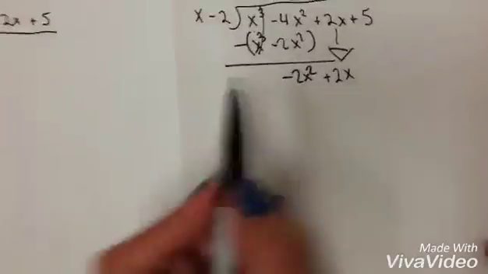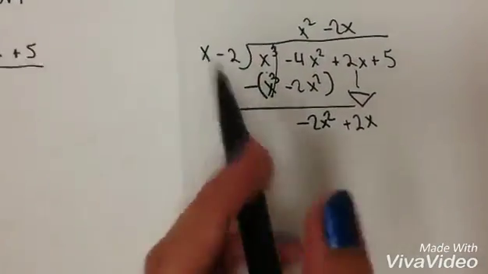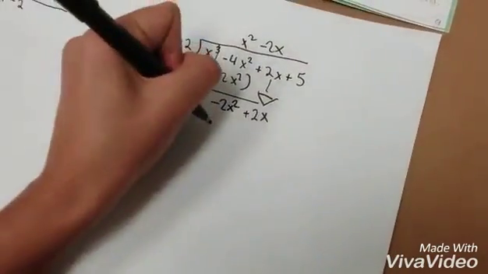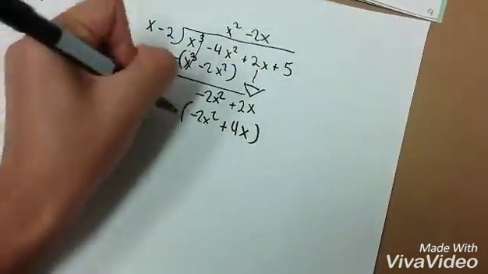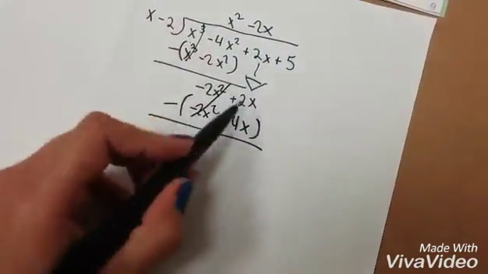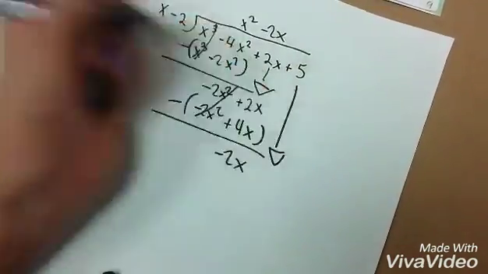Negative 2x squared divided by x is negative 2x. And negative 2x times x gives you negative 2x squared. Negative 2x times negative 2 gives you a positive 4x. And now you're going to subtract this. This will cross out. Positive 2x minus positive 4x will give you negative 2x. Now you bring the 5 down.